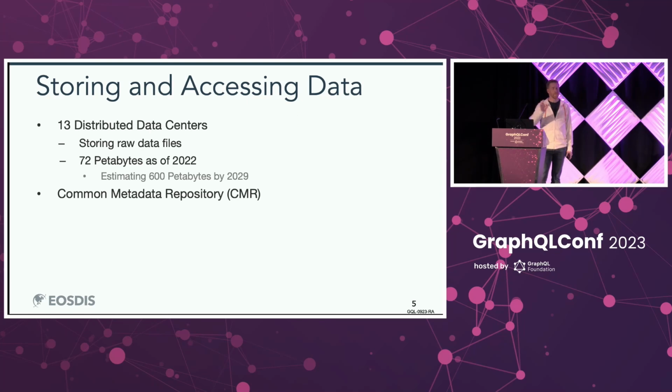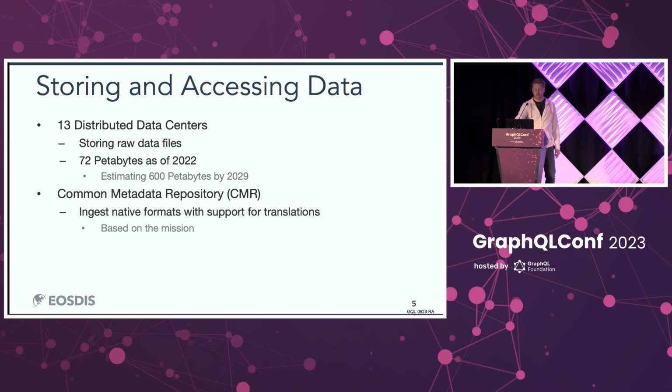We store all the metadata associated with those underlying data files in an API or a storage mechanism called the CMR, which is the Common Metadata Repository. We ingest all those pieces of metadata in a couple of different ways. The native formats can be anything coming from the DAC. Oftentimes a particular aircraft or satellite or instrumentation on a satellite stores its data in a particular way because of what the instrumentation is retrieving essentially.